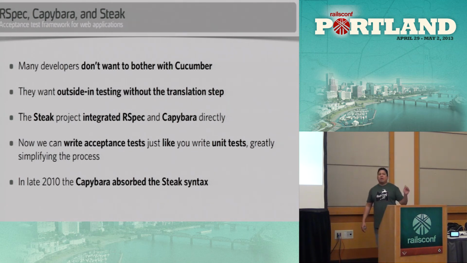So like I mentioned before, many developers do not want to bother with Cucumber. I'm one of those. I think it's just too much abstraction on top of what I'm trying to do. So I want outside-in testing with the power of Ruby and not some weird DSL that doesn't match the way I work every day. There used to be, well, there's still a project called Steak that integrated RSpec with Capybara.